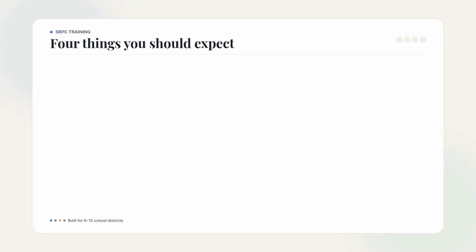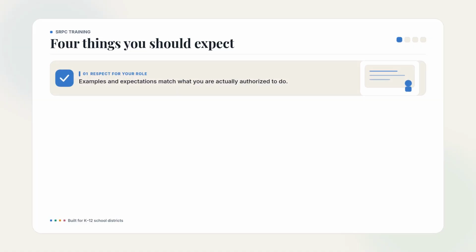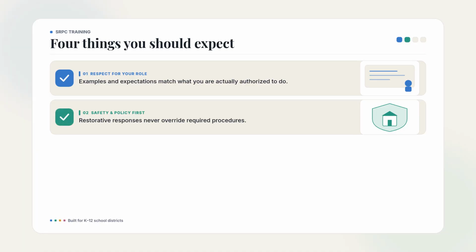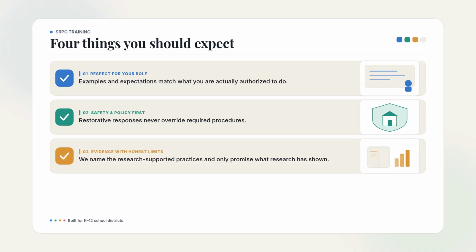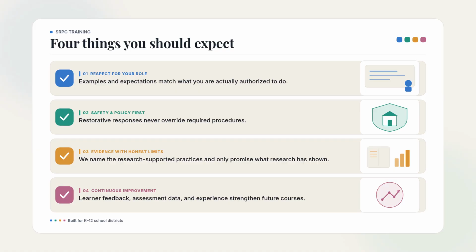You should expect 4 things from SRPC training. First, respect for your role. Examples and expectations should match what you are actually responsible and authorized to do. Second, safety and policy first. Restorative or relational responses never override required procedures. Third, evidence with honest limits. We identify the research-supported practices underneath the work, and we only promise results that research has demonstrated. Fourth, continuous improvement. Learner feedback, assessment information, and implementation experience should be used to strengthen future courses and tools.